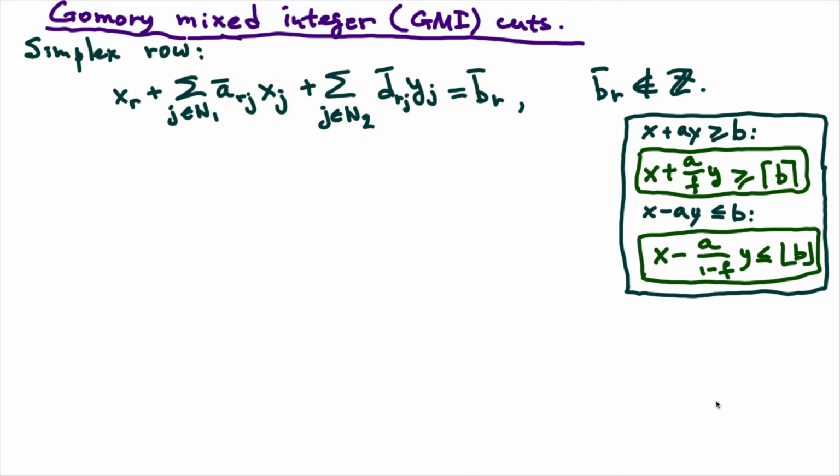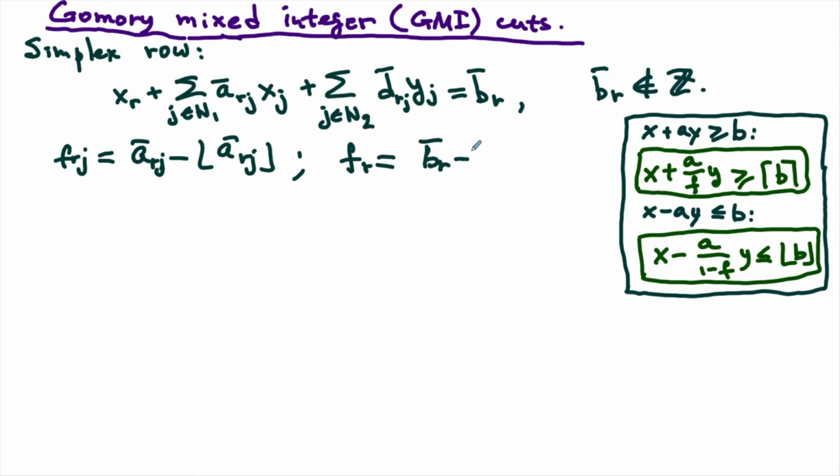So let's take a look at our simplex row, and let's introduce some notations here. So we'll be concerned with the fractional parts of numbers, so therefore we'll use frj for the fractional part of arj bar, which is arj bar minus the floor of arj bar. And let's denote by fr the fractional part of br bar, which is br bar minus the floor of br bar.